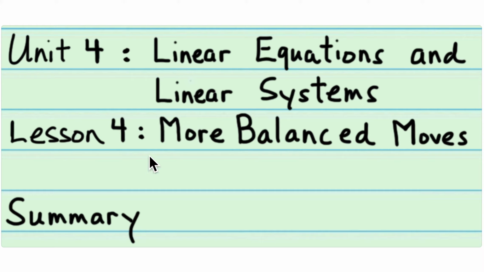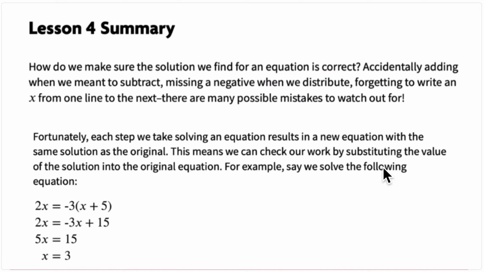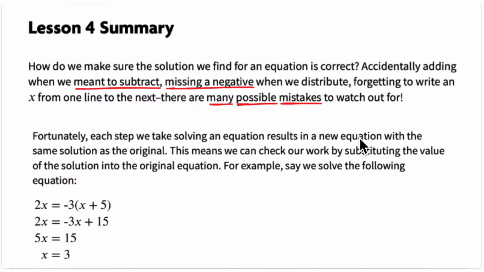This is the summary for Lesson 4, More Balanced Moves. And in the summary, the authors are making the point that when working with positive and negative terms, there are many places to make errors if you're not careful. For example, you can add when it's actually meant for you to subtract, or you can miss a negative when you use the distributive property. Just many places where you can make mistakes.